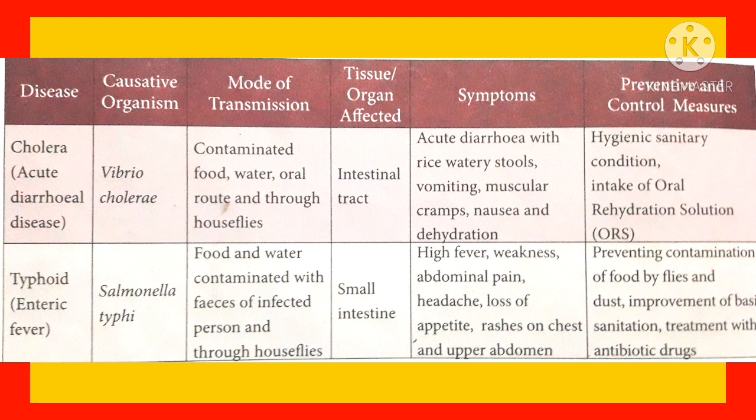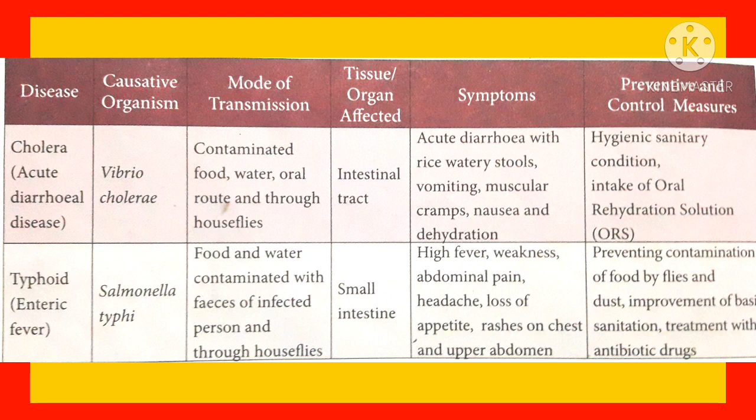Symptoms. Okay. High fever, weakness, abdominal pain, headache, loss of appetite, rashes on chest and upper abdomen. So preventive measures. How to prevent it? Preventing contamination of food by flies and dust, improvement of basic sanitation, treatment with antibiotic drugs. To avoid these diseases, we have to maintain our surroundings in hygienic condition. So we can prevent the diseases. Clear, children? So which is the causative organism of acute diarrhea?